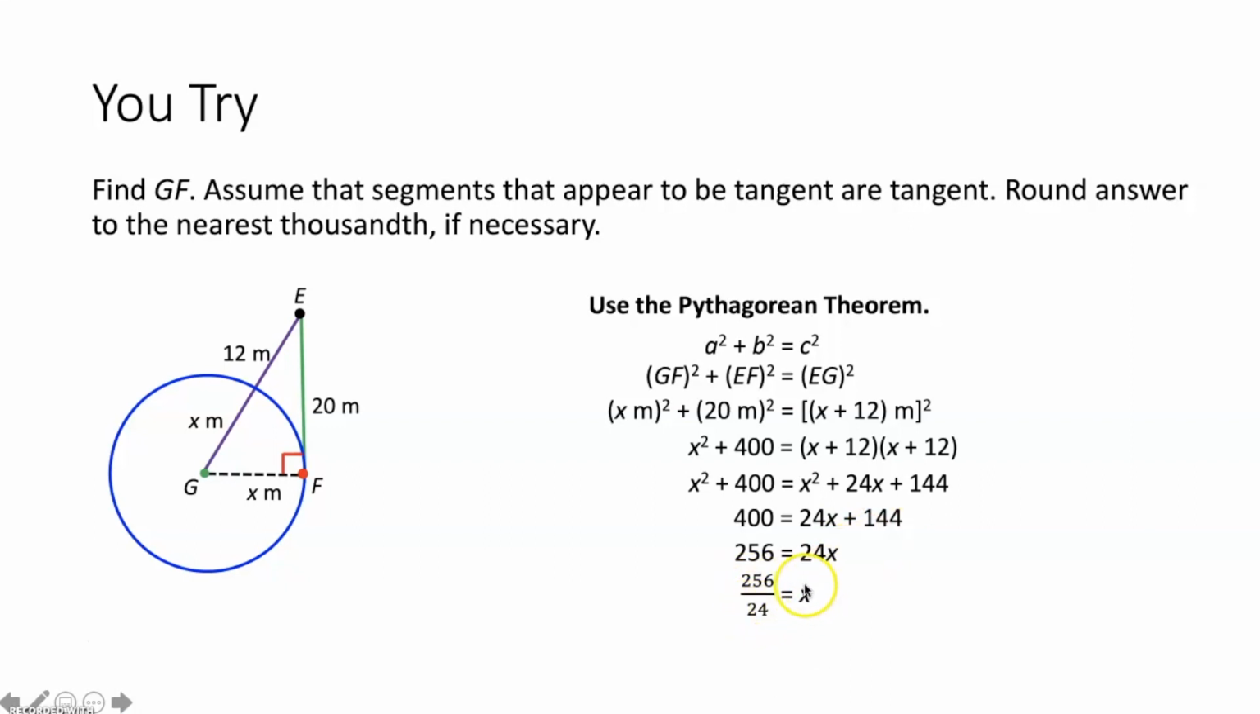Now we look at the question. What did we just find? We found X, which was the measure of segment GF, which is exactly what we were trying to find. So we should be done, except how does this question want our answer? Well, it wants us to round the answer to the nearest thousandth, which is 3 decimal places. So we're going to divide this in our calculator, round it to 3 decimal places, and we get that X, or the measure of segment GF, is approximately equal to 10.667 meters.